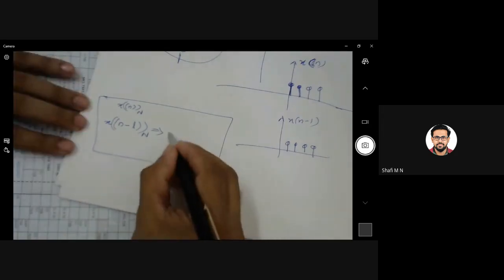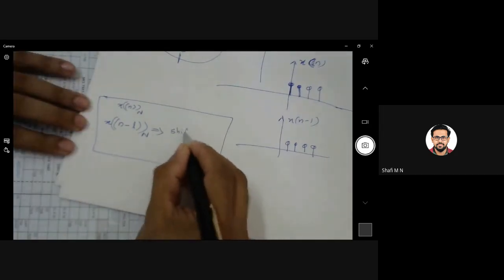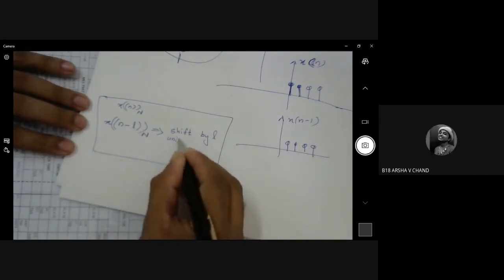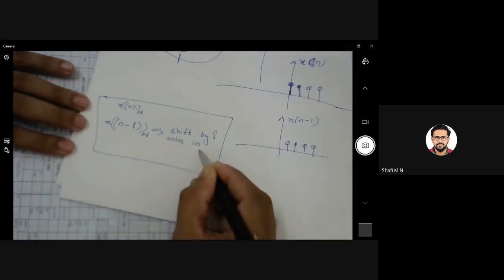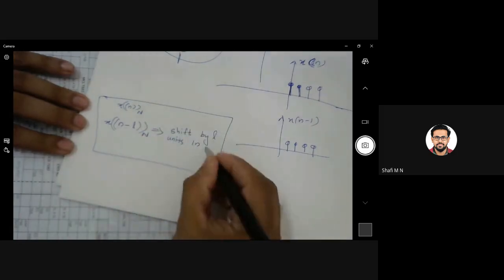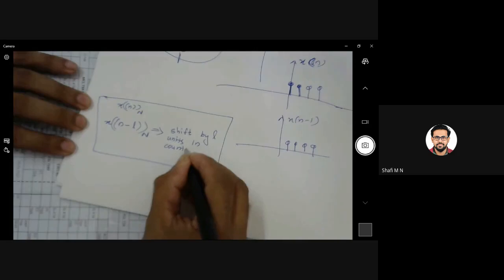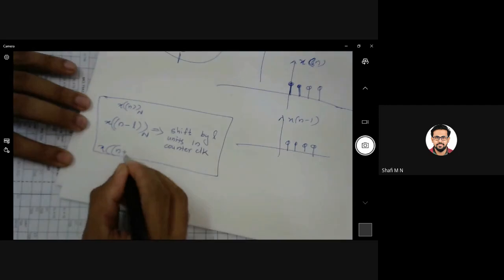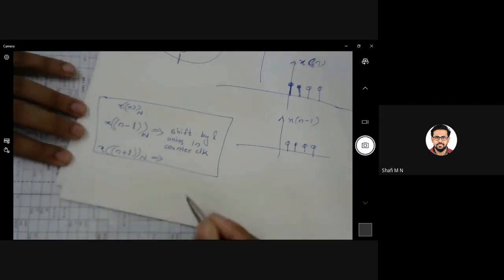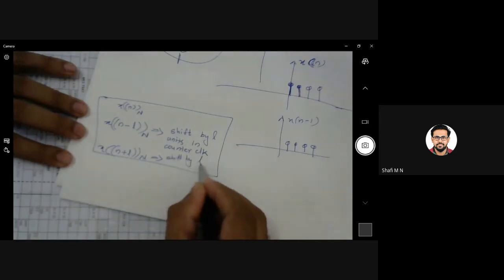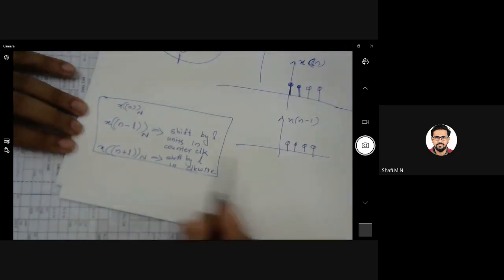You have to shift your circle by how many units? L units. In which direction? Counterclockwise. We wrote in the same direction, right? The direction we write is counterclockwise. So you have to do it counterclockwise. So what does x of n plus L modulo N imply? You have to shift by L units in the clockwise direction. So this is called circular shifting.